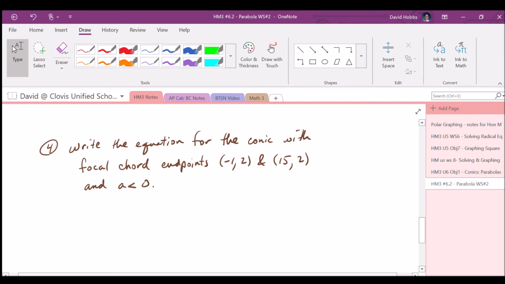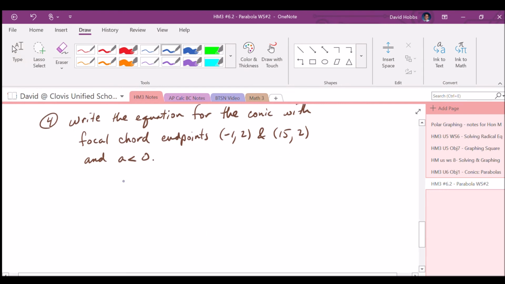Parabola has focal chord endpoints. And then the a value is negative. So again, let's do a sketch, see what's going on. Okay, so I've got -1, 2, focal chord endpoint, and 15, 2. Okay, now those are the focal chord endpoints.